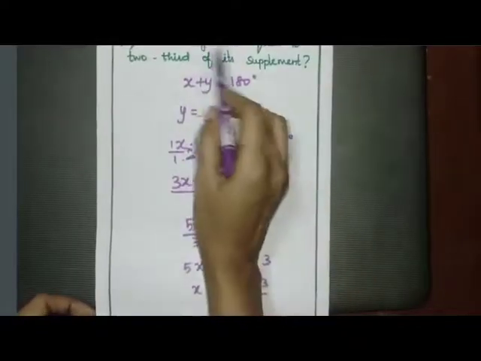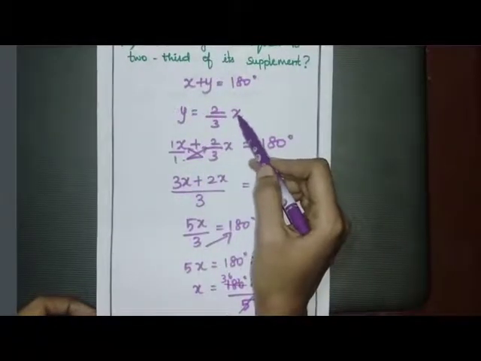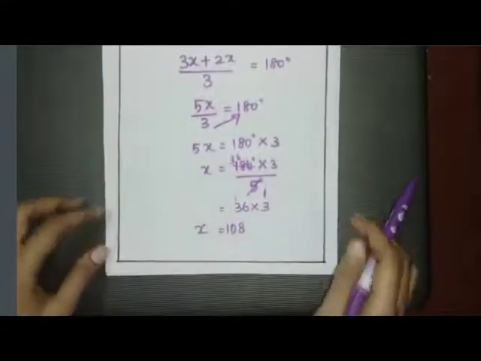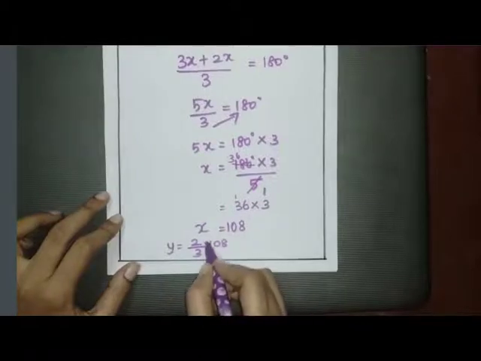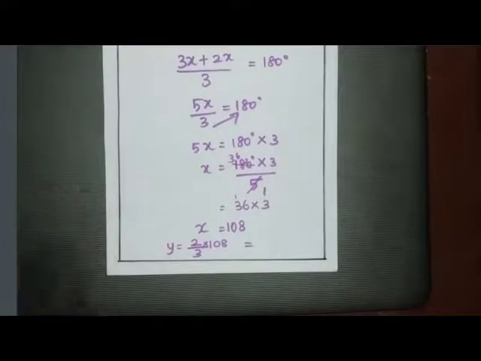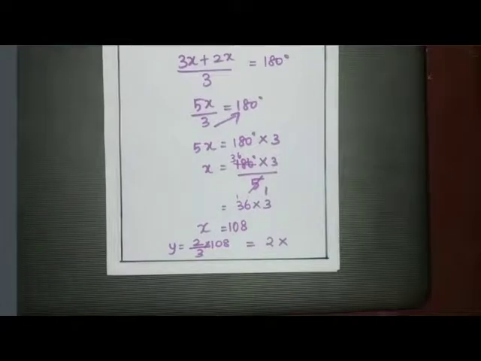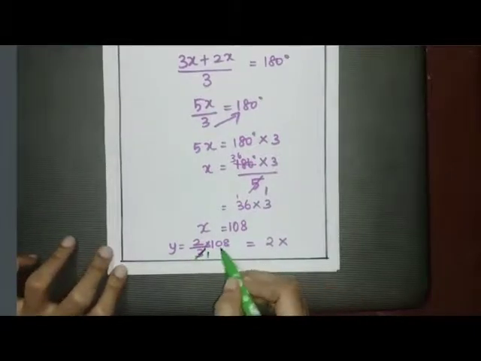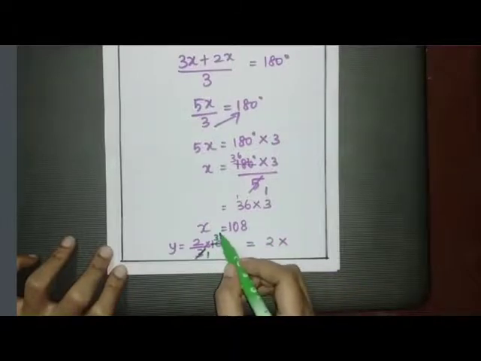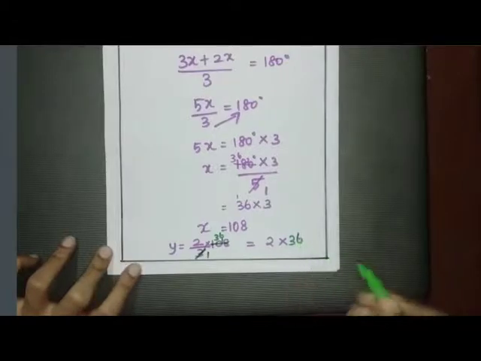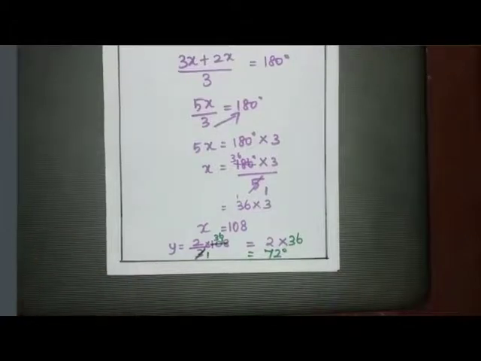But what is the question? Which angle is equal to 2/3 of its supplement? So you have to find y. I have found x, so substitute this x here. So y equal to 2 by 3 times x. So I am writing 108. So what is the answer? 2 into 36: 1 3s are 3, 3 3s are 9, remaining 1, 6 3s are 18. So 2 into 36, I will get 72 degrees. So what is the answer? 72 degrees.